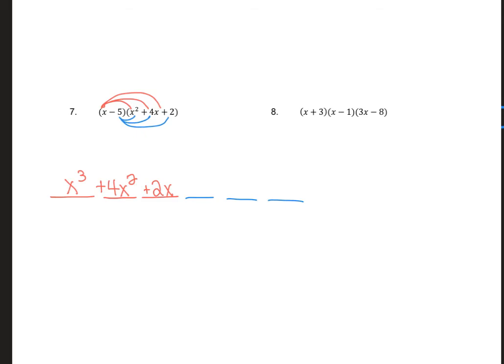I'm going to come back around and do the negative 5. So negative 5 times x to the second, and I get negative 5x to the second. Negative 5 times 4x, and I get negative 20x. And negative 5 times 2, and I get negative 10.